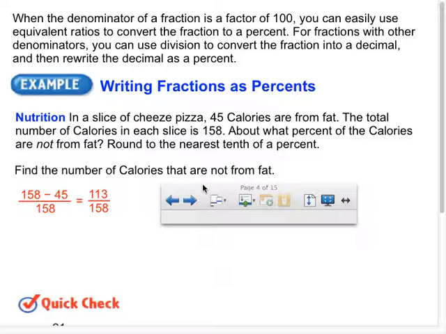Yes, very good. So Miranda's question is, are we supposed to turn this into a decimal? And yes, turn it to a decimal, and then you turn it into a percent. Robert?